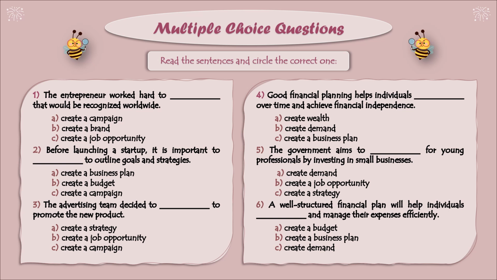Multiple choice questions. Read the sentences and circle the correct one. 1. The entrepreneur worked hard to blank that would be recognized worldwide. A. Create a campaign. B. Create a brand. C. Create a job opportunity.